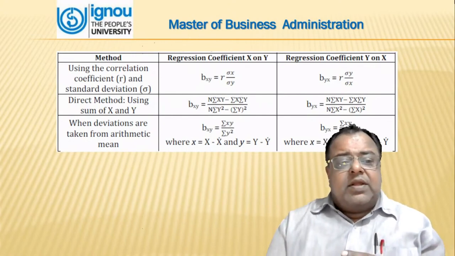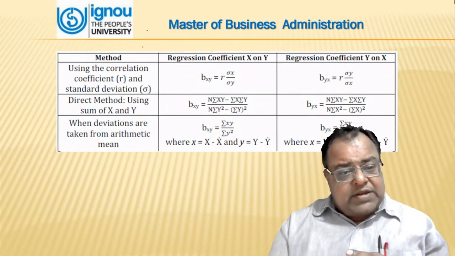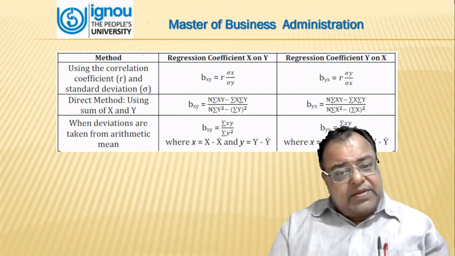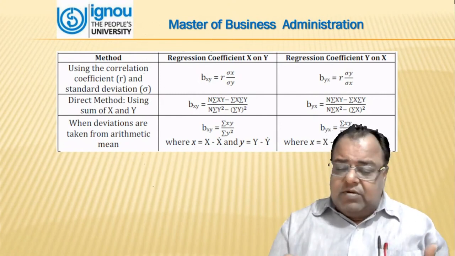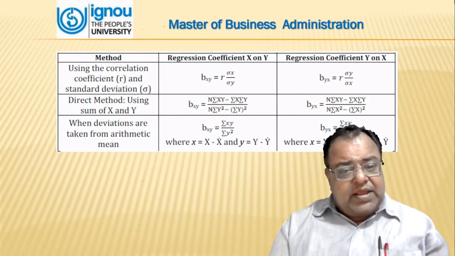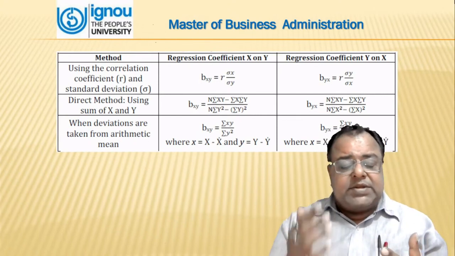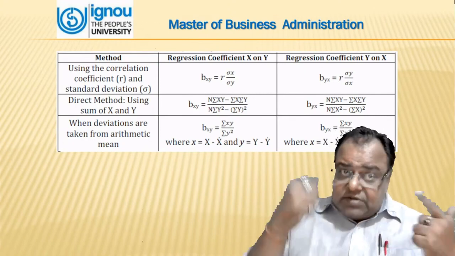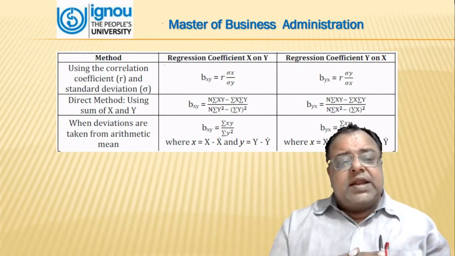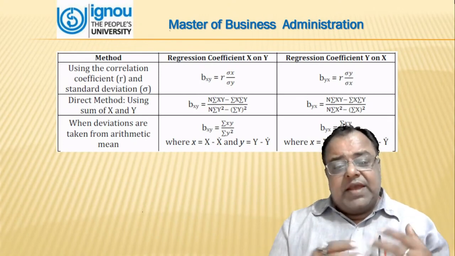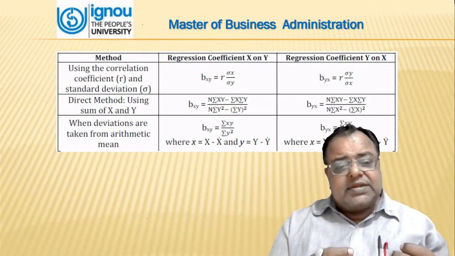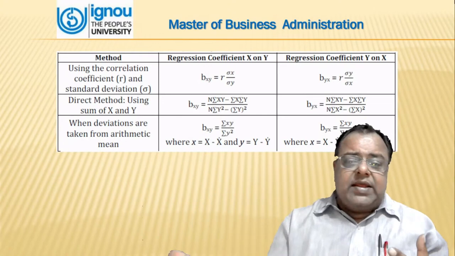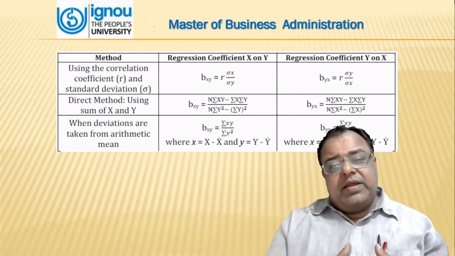If we are using the correlation coefficient r and standard deviation sigma, then bxy is equal to r into sigma x upon sigma y. And if we are using the direct method, it can be easily calculated: bxy is equal to n summation xy minus summation x summation y upon n summation y square minus summation y whole square. When the deviations are taken from the arithmetic mean, we have to calculate small x and small y, where small x is x minus x bar and small y is y minus y bar. Similarly, the same thing is transformed for y on x.